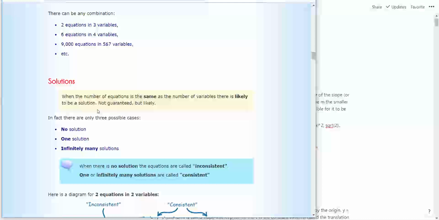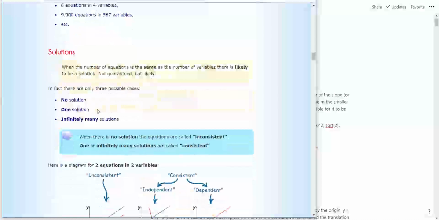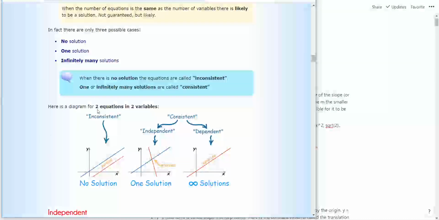In fact, there are only 3 possible cases: no solution, one solution, or infinitely many solutions. When there is no solution, the equations are called inconsistent. Usually this happens when they are parallel. One or infinitely many solutions usually happens when they have an intersecting point or when they are overlapping each other.